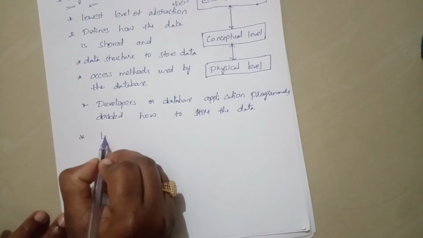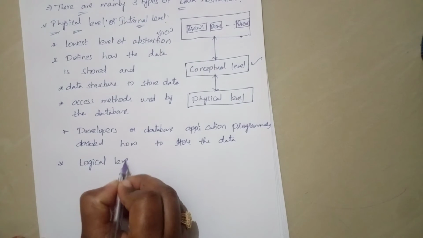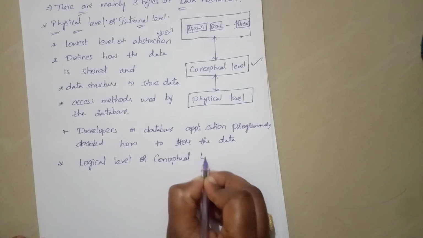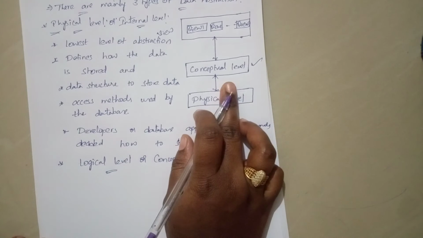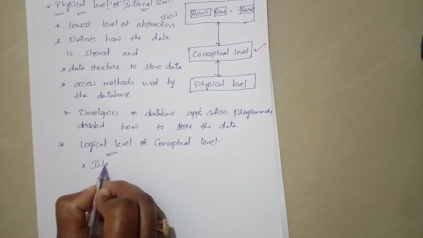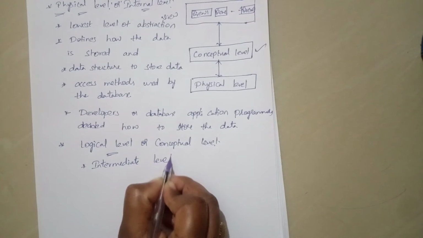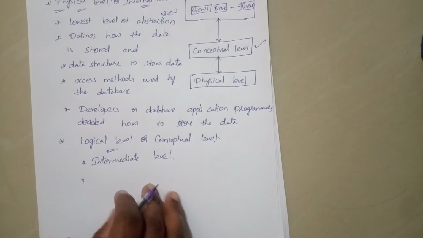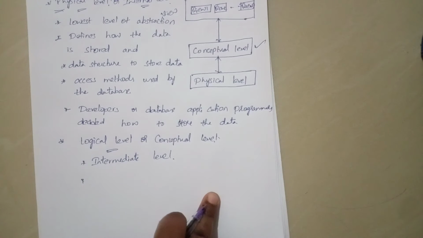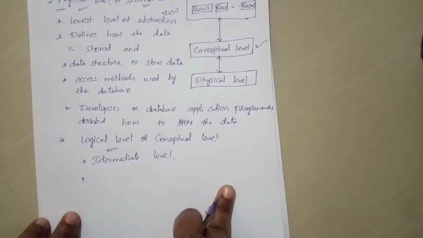And the next one is the logical level, or conceptual level. It is the intermediate level, and it describes what data is stored in the database and what relationships exist among those data.